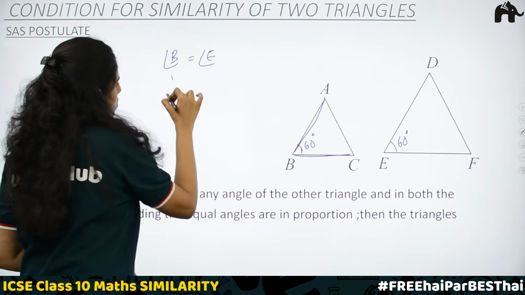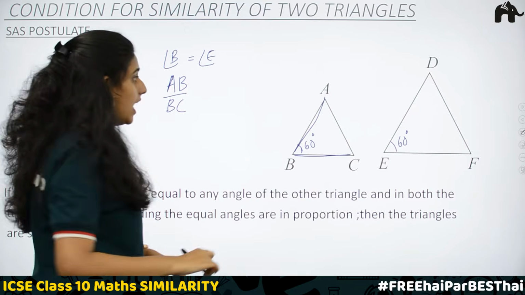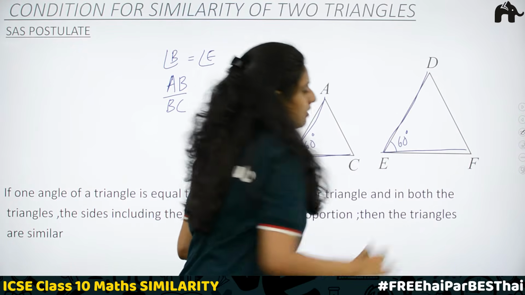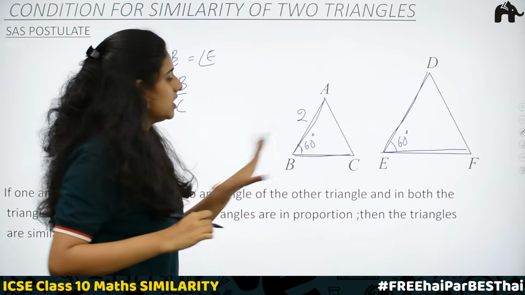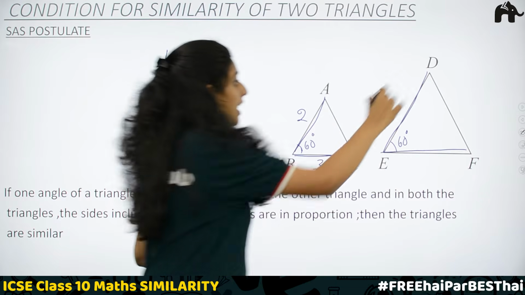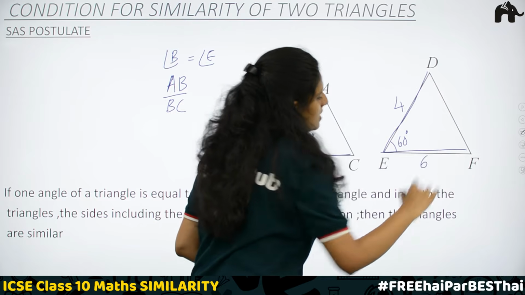When I take the ratio AB by BC, and from this triangle I am taking DE and EF. Let us put some values. Here I am taking 2. Let AB is equal to 2 and BC is equal to 3. DE is equal to 4 and EF is equal to some 6.